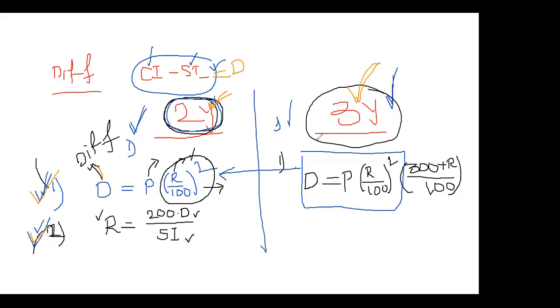when they mention 3 years, you have to apply this formula: the difference, simple interest minus compound interest or vice versa, is equal to P into R by 100 whole square into 300 plus R by 100. These are the only 3 formulas in the entire topic of difference between simple interest and compound interest. Now I will teach you a simple problem.